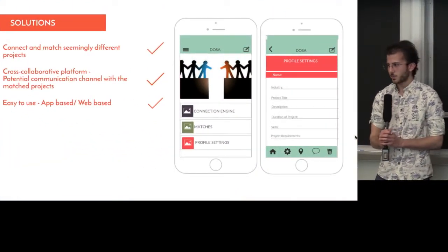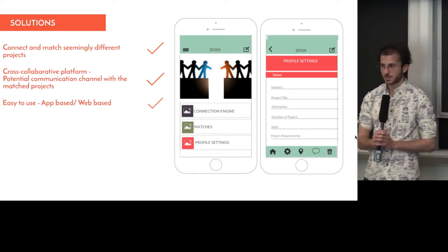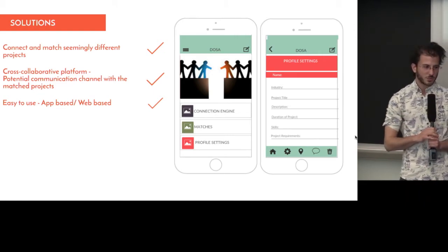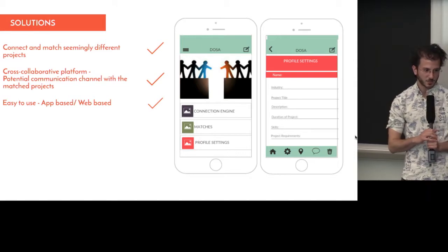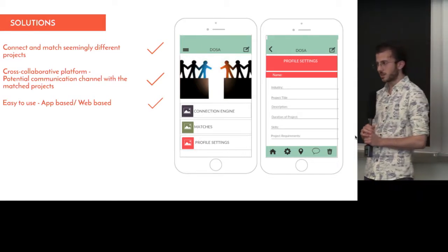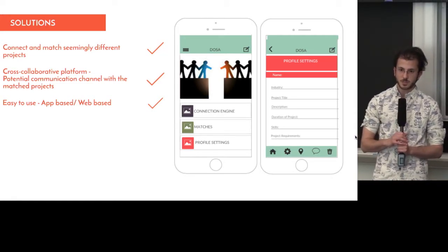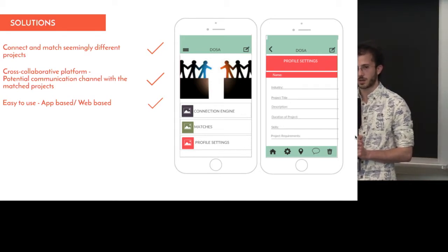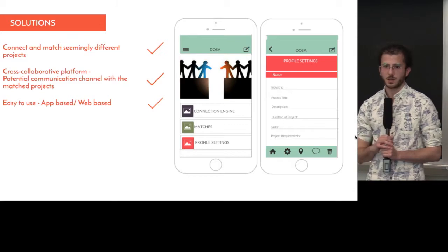So as Kaylin said, we came up with this idea of a platform that will be easy to use. Here are some images of what it might look like. It would be mobile-friendly and desktop-friendly software where people could input their ideas and get matched to seemingly different or somewhat similar ideas and solutions that might spark a more innovative approach to what they were originally working on.